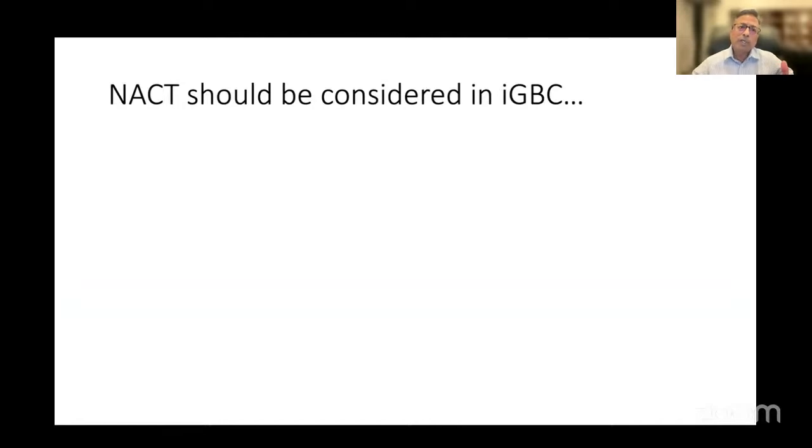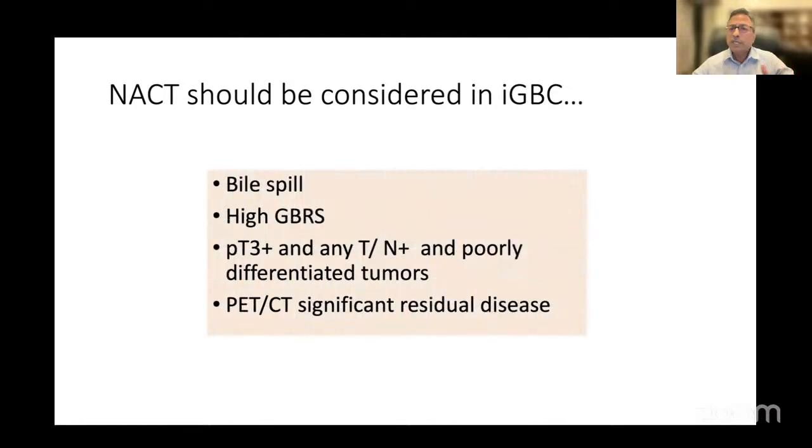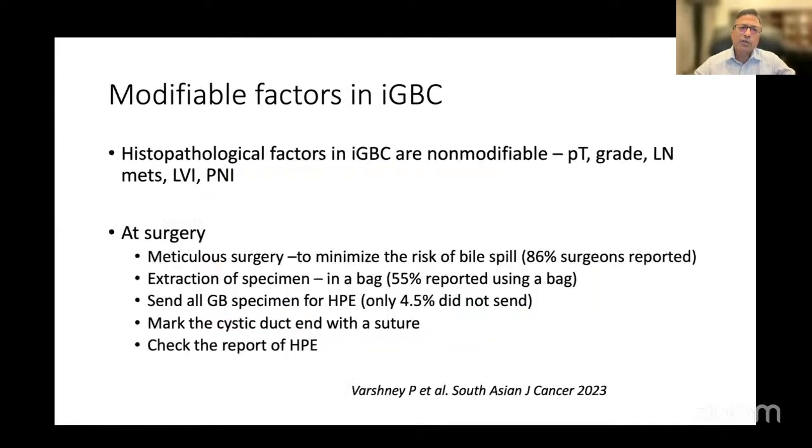How does it help? So I believe that we should consider neoadjuvant therapy if there is bile spill, or high risk features, as I showed in the survival, that is high grade with high score, PT3 and poorly differentiated tumors, or PET-CT showing residual disease. These may merit a neoadjuvant therapy. So the last slide is, these are modifiable factors. There are some modifiable factors in incidental GBC, but you cannot modify the histology. So the histology is what it is.